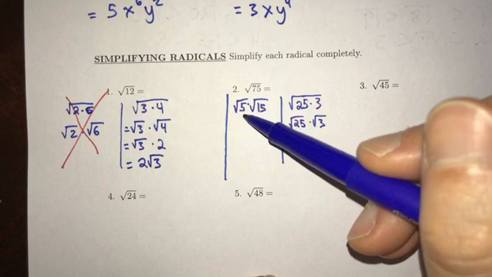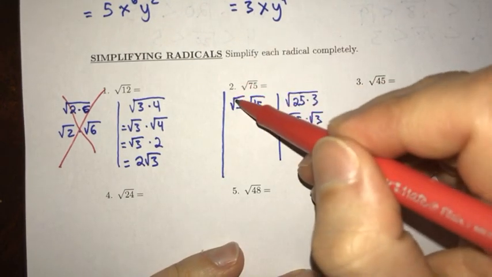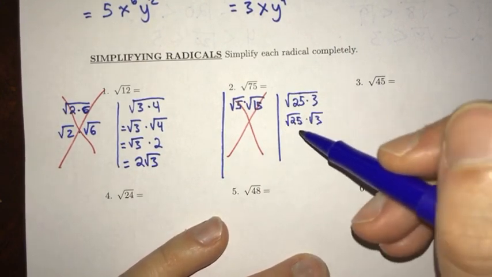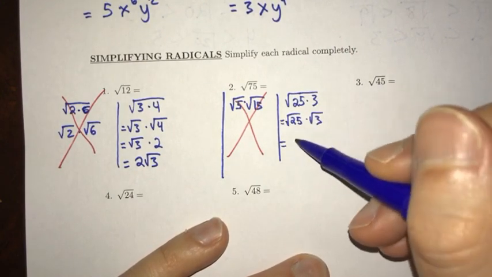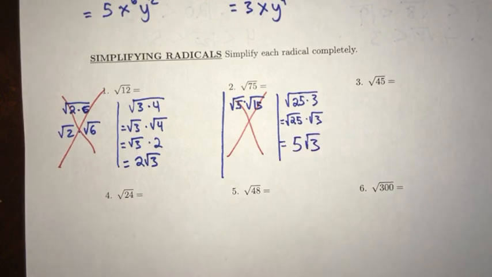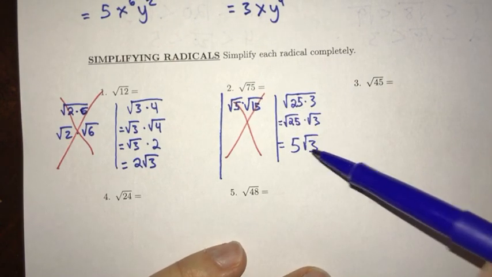Now, do we know the square root of 5 or the square root of 15? We do not. So I'm going to say that's not going to be helpful for us, but this is, right? We know the square root of 25 is 5. I'm just going to attach the square root of 3 there. It's finished. I've simplified the square root of 75 to this.